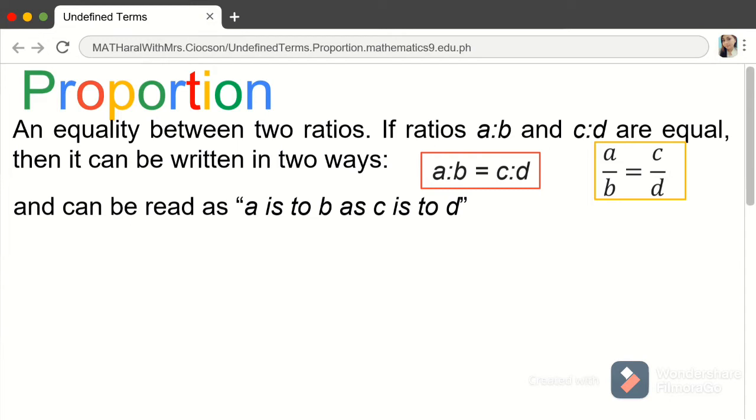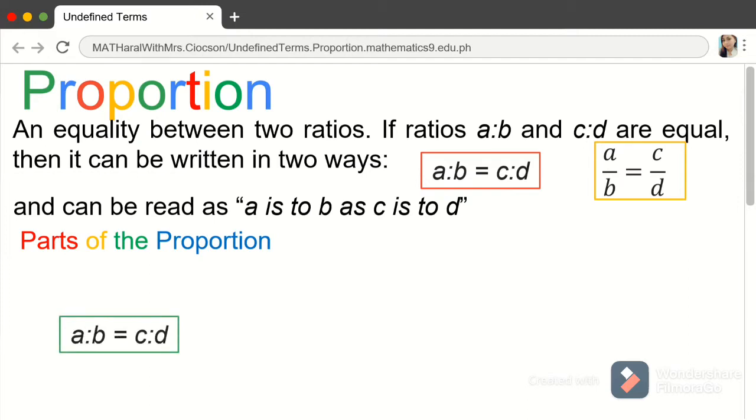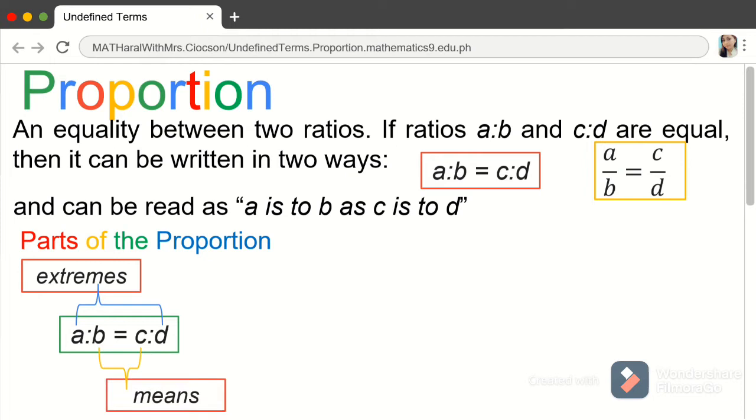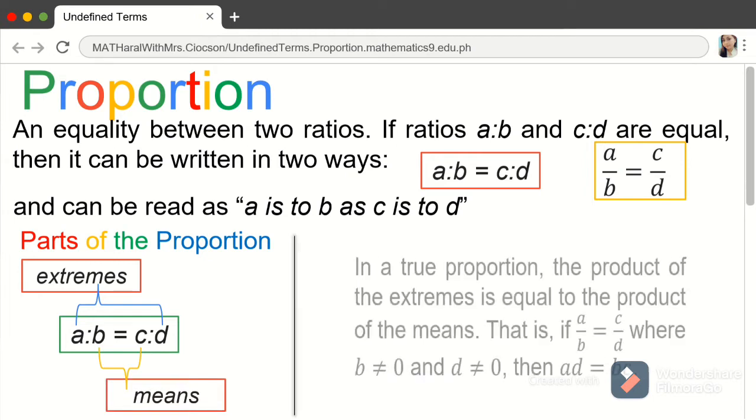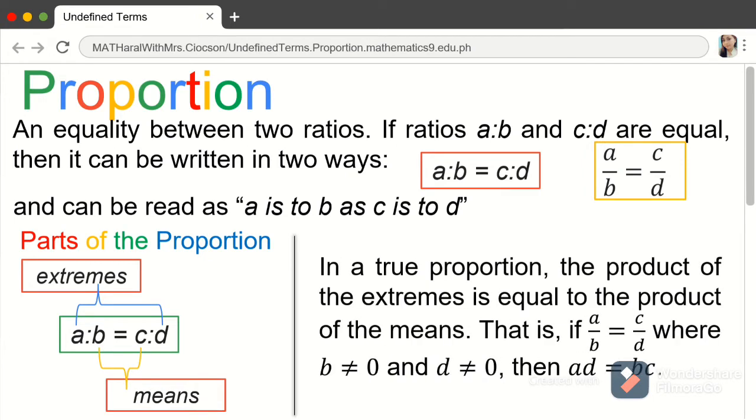Parts of the proportion. A is to B is equal to C is to D, where A and D are called the extremes, and B, C are called the means. In a true proportion, the product of the extremes is equal to the product of means. That is, if A over B is equal to C over D, where B is not equal to 0 and D is not equal to 0, then AD is equal to BC.